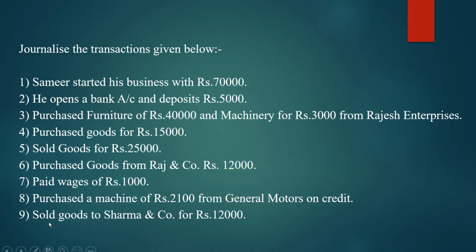Now the last transaction, sold goods to Sharma and Company for rupees 12,000. It is in the form of credit basis. This has to be recorded only in sales voucher. In this particular case, debit will be Sharma and Company and credit will be the sales account. Let's see this particular recording.